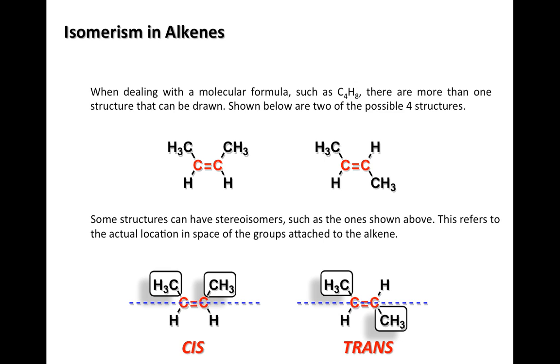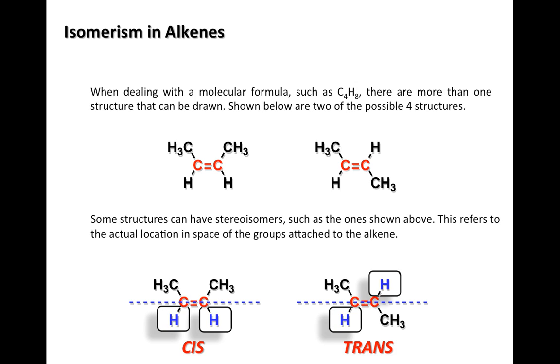But it's not specifically the carbon groups that we want to focus in on when we talk about cis or trans, it's the hydrogens. So what you'll be looking for is to find, are the hydrogens on the same side of the carbon-carbon double bond, the way that we're denoting it here with the blue line, or are they on opposite sides? So if they're on the same, it's cis. If they're on opposite sides, it's trans, shown here.